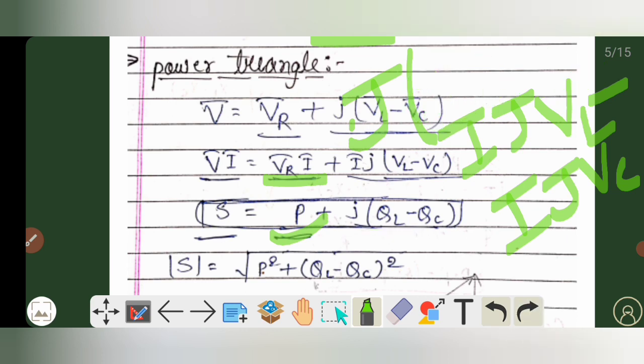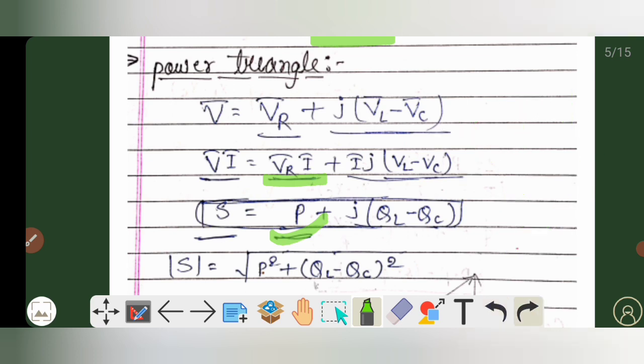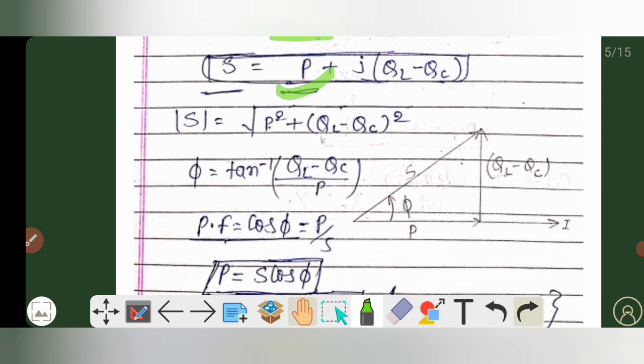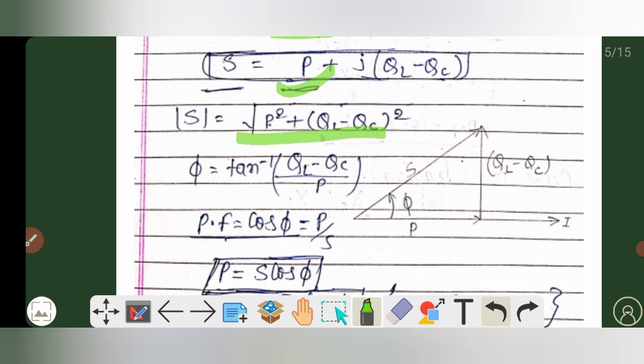Now my dear friends, if we proceed further, then if you want to calculate the value of S from here, then as you can see here, that will basically come out to be S is equal to root under P square plus (QL minus QC) whole square. Now my dear friends, as you can see here, this is basically what we can call the power triangle in this case, where, as we know, in the phasor diagram we draw VL, and here we draw, my dear friends, VC.